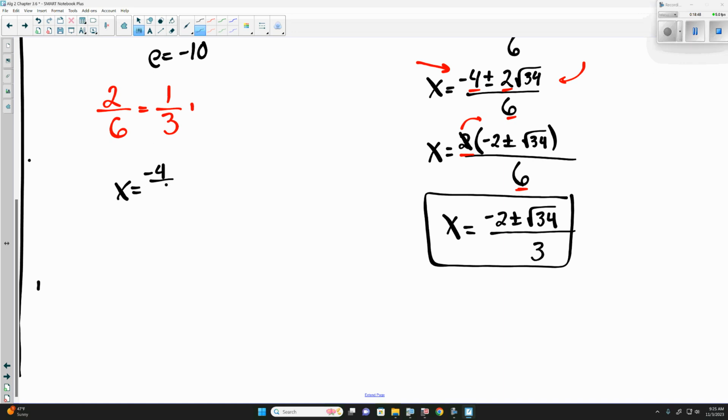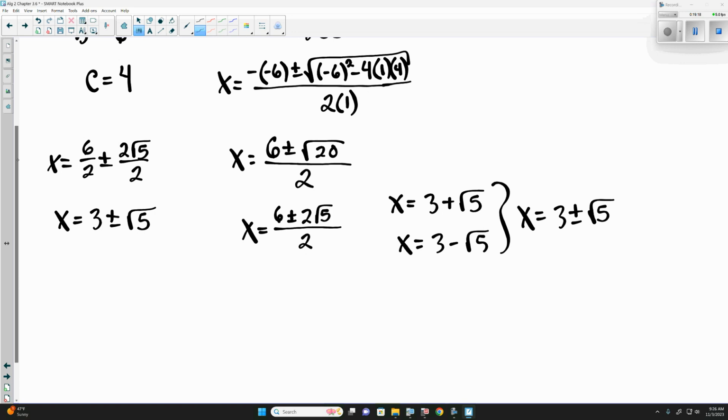On the last one, we could have done a similar thing and said x is equal to negative 4 over 6 plus or minus 2 square root of 34 over 6. Negative 4 over 6 becomes negative 2/3. And the other one becomes square root of 34 over 3, which is the same as what we had. It's just put back together because of that division of 2.